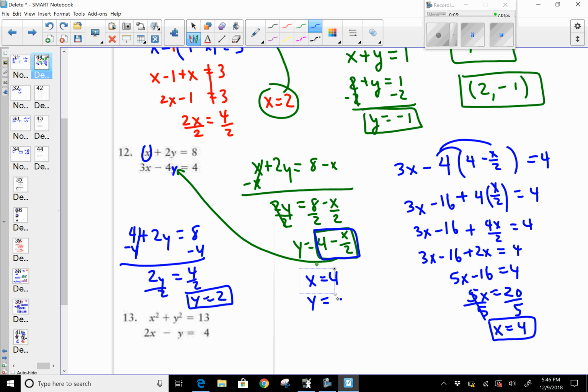Undo. And y equals 2. 2. There's my answer. Okay.